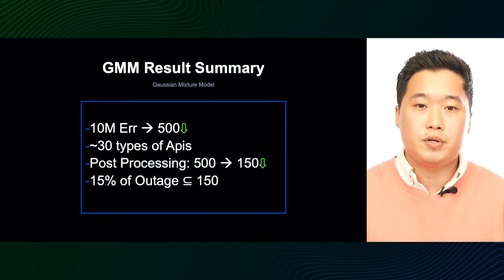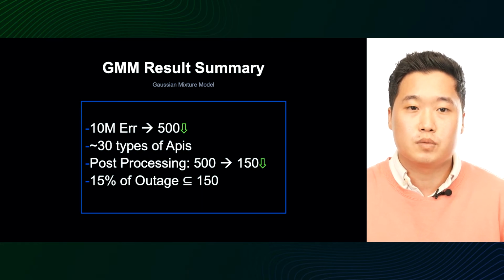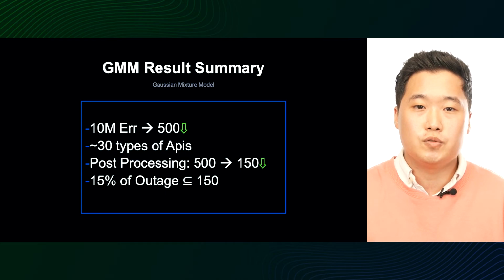This is a brief summary of the Gaussian mixture model result. The 10 million error alarms could be narrowed down to 500 anomalies. The abnormal result included about 30 types of API out of 400 kinds of API.